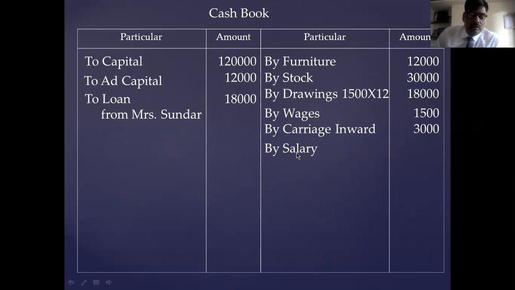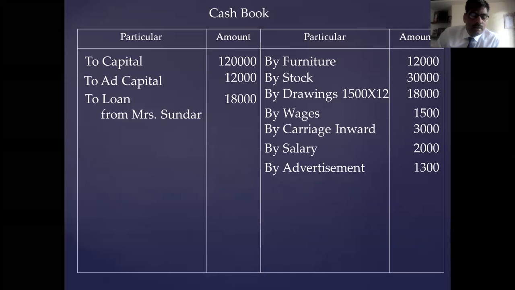You take salary 1,000, 2,000. Then bad debt is a non-cash transaction. Next is advertisement. You take 1,300. After advertisement, sundry expense 700. You take 700. The next is sale of old newspaper, it is an income. You take on the receipt side. Sale of old newspaper 100 rupees.